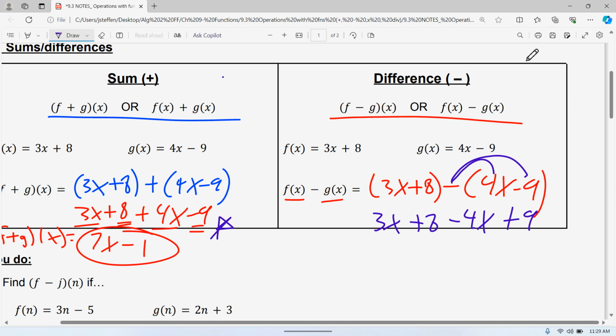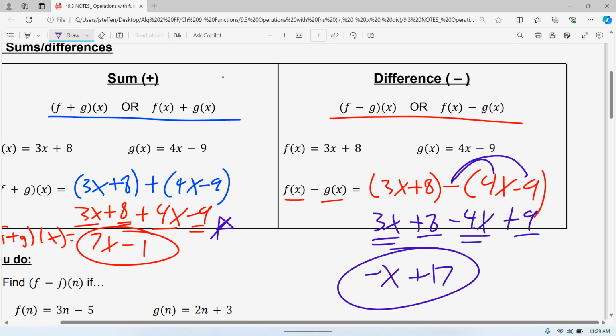If this is multiple choice, you can for sure bet that's going to be one of the options. Then from here, you just combine your like terms. 3x minus 4x is negative x, or negative 1x. 8 plus 9 is 17. Again, technically, I should probably write f of x minus g of x is equal to that, but I'm going to save you guys some hassle with that.